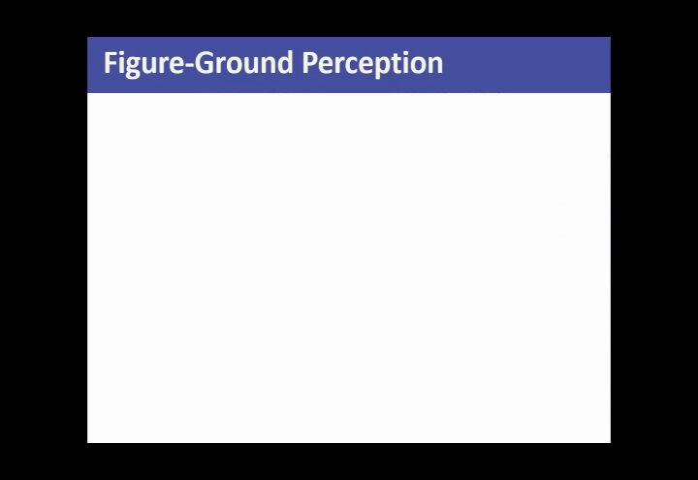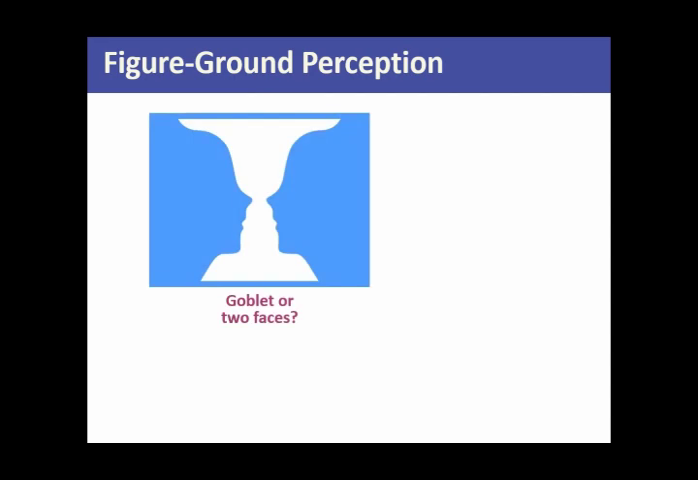Okay, using that cube is a nice transition into the discussion of figure versus ground. Basically, how do we determine what is the figure, the thing we should be focusing on, and what's the background, the stuff we can just ignore, the irrelevant stuff? Depending on your perception, you either see this as a white goblet with a blue background, or you see it as two blue faces with a white background.